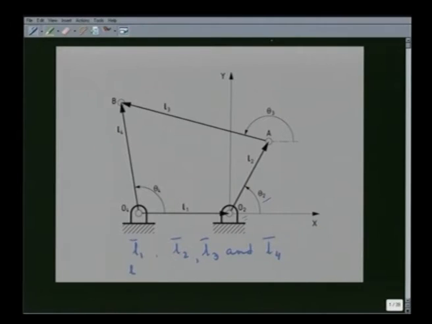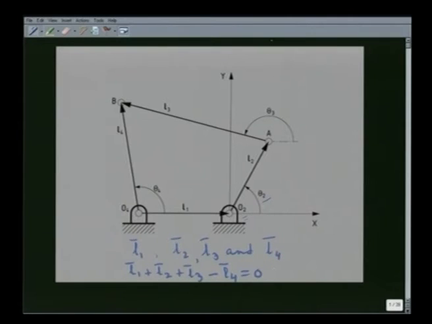We can express this loop closure equation very simply as L1 plus L2, these are all vectors, plus L3 minus L4 is equal to 0. This is what we call the loop closure equation expressed in terms of link vectors.